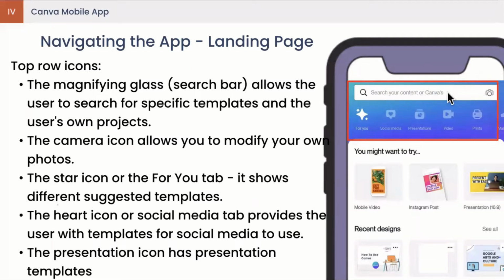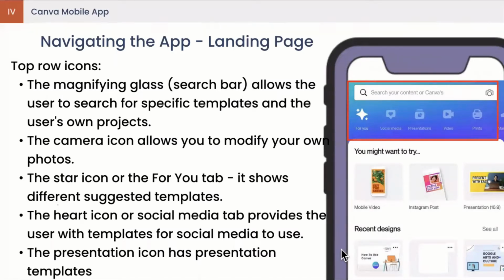The camera icon allows you to modify your own photos. The star icon, or the For You tab, shows different suggested templates based on previous activity that you've been doing on the platform and what they think that you would be interested in. For example, here's the star icon, and then Canva is saying that you might want to try a mobile video or an Instagram post or other things that they think you would be interested in.